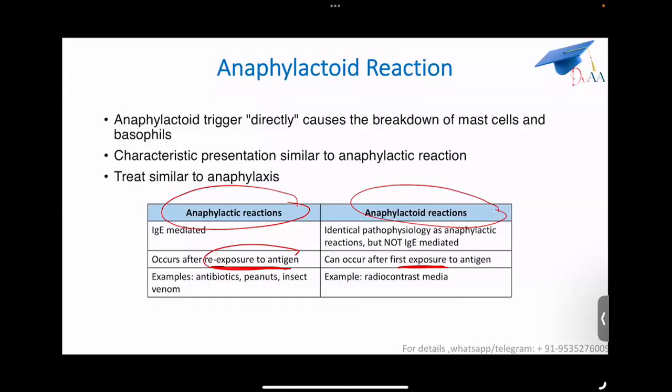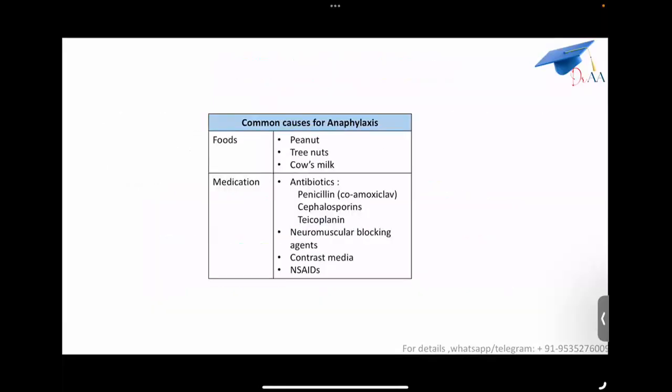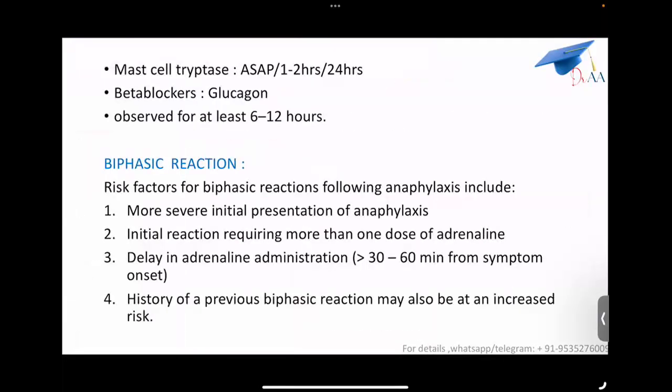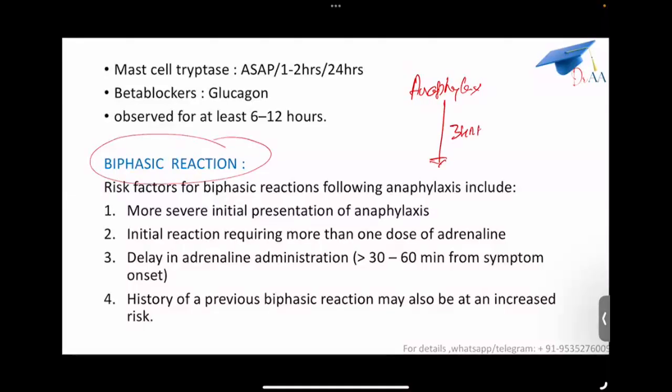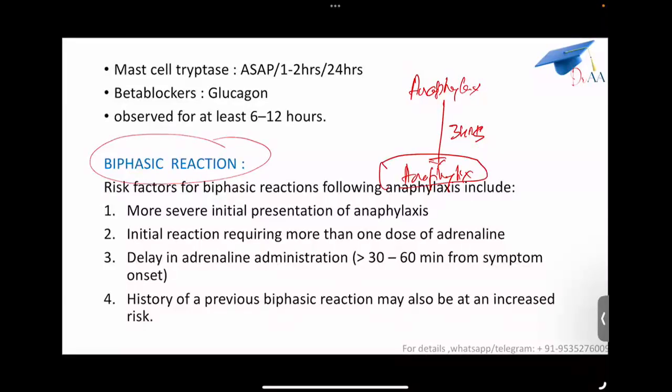Doctor, in case of biphasic reaction in anaphylaxis, is there any treatment required or not? Biphasic is similar treatment to that of anaphylaxis. So biphasic reaction is nothing but one more time you're having an anaphylactic reaction without the trigger. So first you had an anaphylaxis reaction, you're given IM adrenaline, he's completely back to baseline. Then you keep him for observation. For example, after 3 hours, again, he might end up having an anaphylaxis. This anaphylaxis is termed a biphasic reaction, and it is treated similar to that of the anaphylaxis. There are no changes, same algorithm you are following.